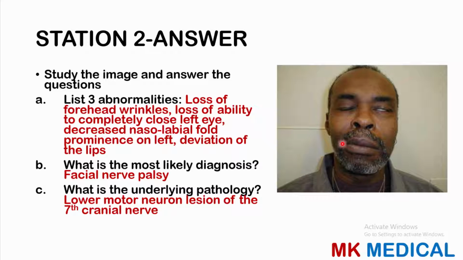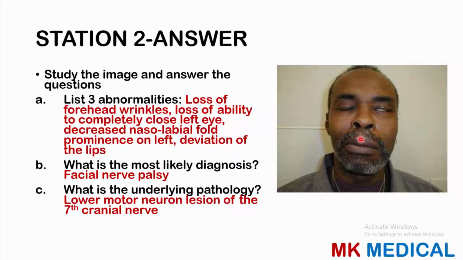So this man here has a facial nerve palsy, and the underlying pathology here is a lower motor neuron lesion that's going to be affecting the 7th cranial nerve. Remember the rule of thumb with motor neuron lesions affecting the 7th nerve: upper spares upper. So with upper motor neuron lesions, you're going to have intact features of the upper face. It means that the person will be able to wrinkle their forehead and close their eyes completely. And if it's a lower motor neuron lesion, the lower spares the lower.